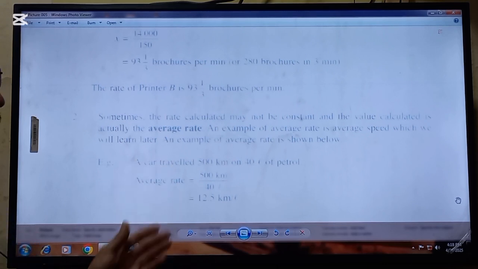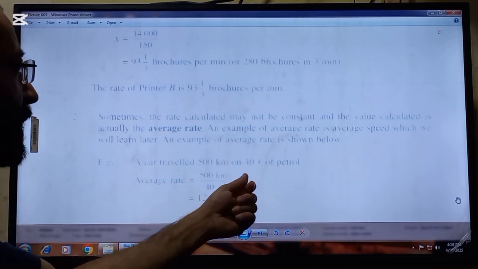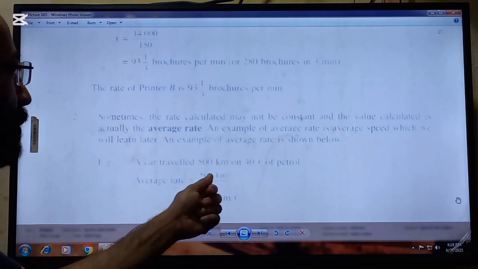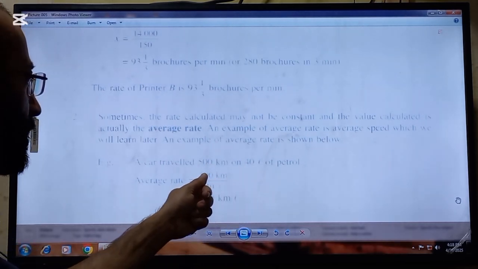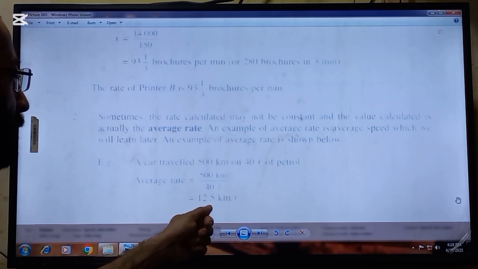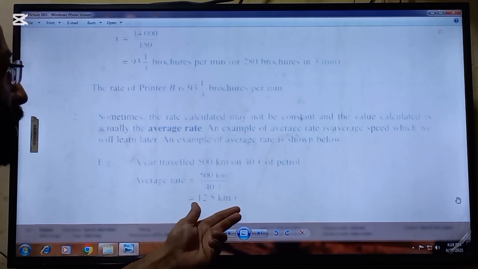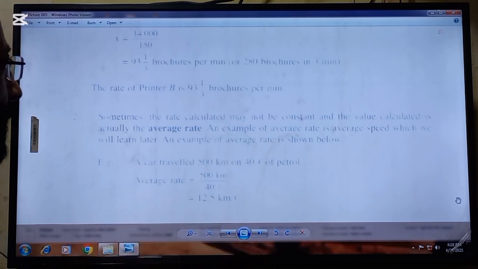Our car traveled 500 kilometers on 40 liters of petrol. The average rate is, put this value in the numerator, this value in the denominator. So after cancellation, you will get 12.5 kilometers per liter. So this is the average rate of the car.